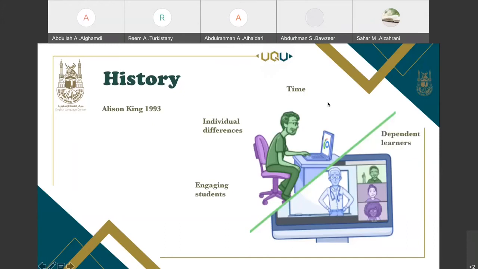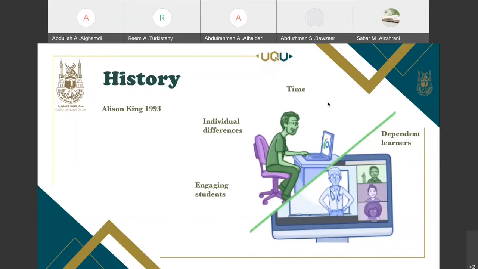There is another problem, which is dependent learners. Sometimes students feel that the teacher is responsible for everything. Teacher is responsible for explaining. She did not explain this, so I'm not going to be responsible. If the teacher is absent, she is responsible. If I am absent, the teacher is responsible. If I didn't understand, the teacher has to explain everything again and again. And the student is only a receiver.